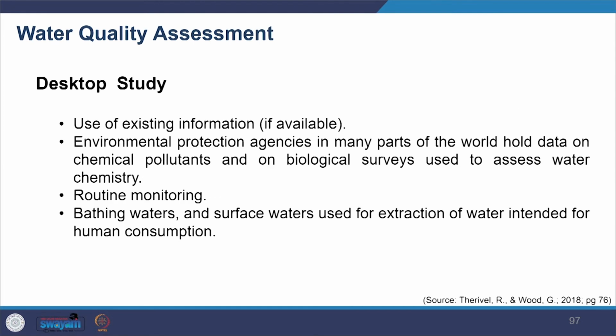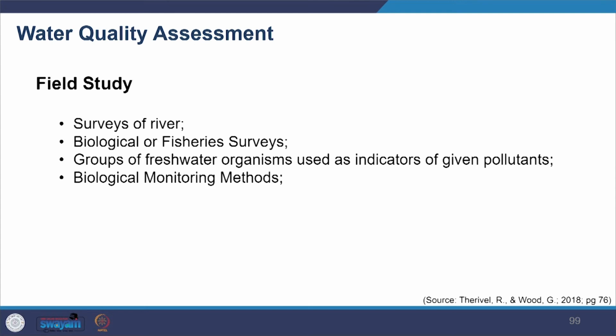Further, we see for water quality, in this, through the desktop study, use of existing information, if it is available, is taken. Routine monitoring may be available for such purpose. So, that can be taken, the pollution level in the water, those readings can be taken here. For this, the field survey would include river chemistry.